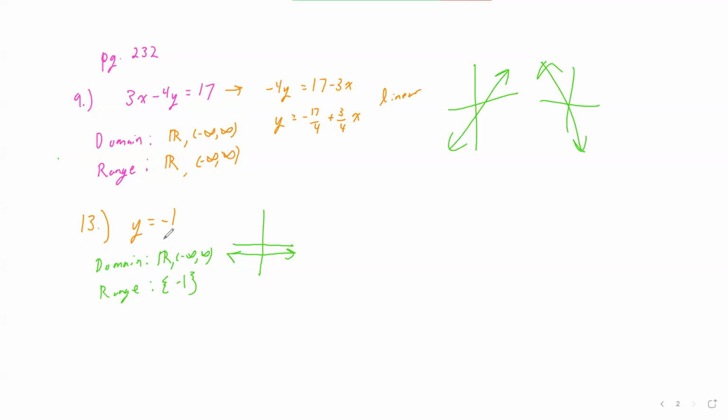Let me say that again. You won't interface with this, but if you ever got x equals a number, then the range would be all real numbers and the domain would be whatever the x value is. But x equals a number is a vertical line and it is not a function. It actually fails the vertical line test.